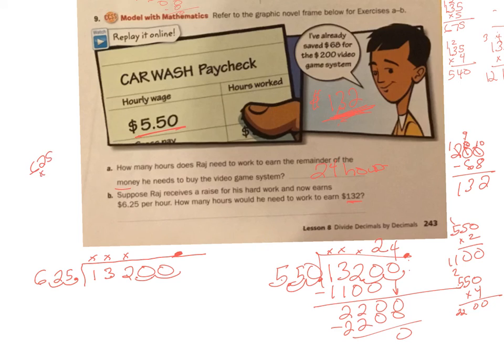625 times 2. That gets me 10. 2 times 2 is 4, plus 1 is 5. 2 times 6 is 12. Okay. 2 times is 1250. Subtract it out, that's 0. There's a 2, that becomes 12. That's 770. Okay, then I bring down my 0.